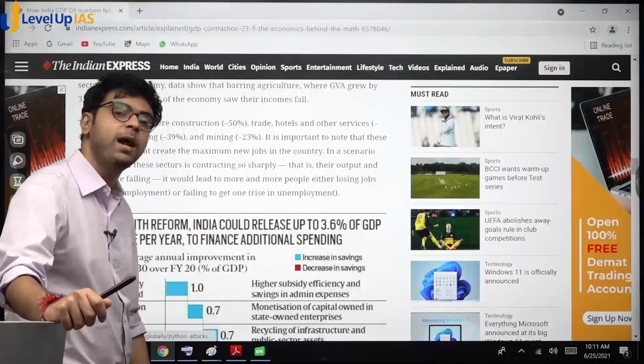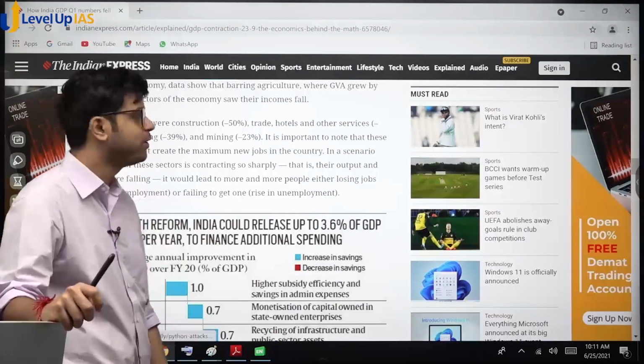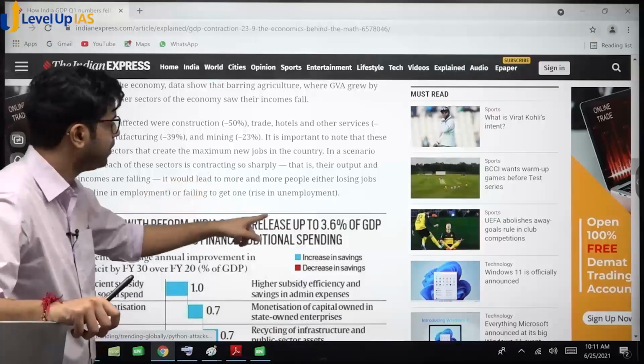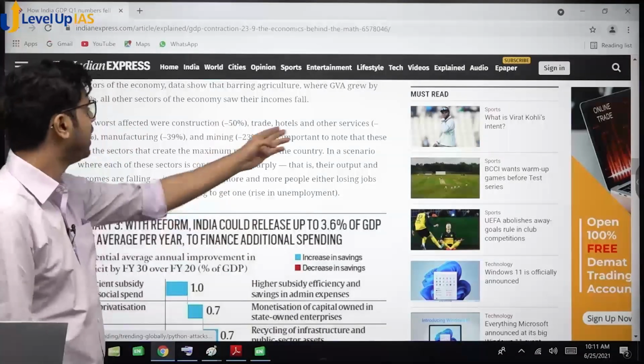Sir, jobs. Sir, employment syllabus point. First syllabus point, sub point employment. Issues relating to employment, new jobs. In a scenario where each of these sectors is contracting so sharply, you have to mention these sectors when you write answers on job creation. These are the sectors that will help in job creation.